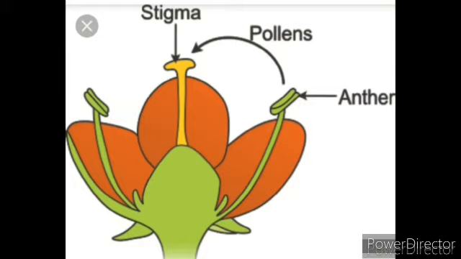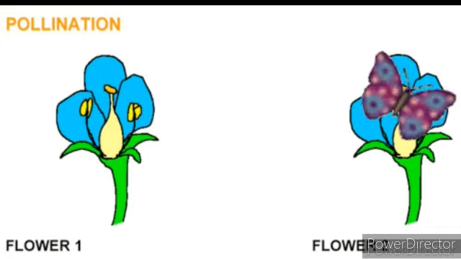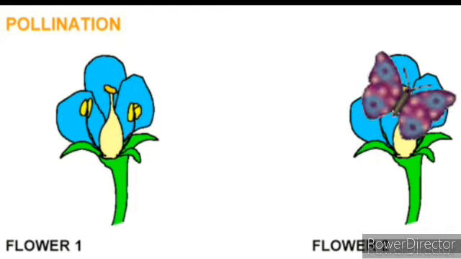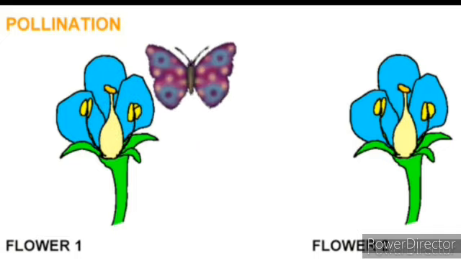Pollination is the transfer of pollen grains from the anthers to the stigma of the flower. There are two types of pollination. Self-pollination is the pollination which occurs within a single flower or between flowers of the same plant. Second type, cross-pollination, occurs in flowers on different plants of the same kind. And we also studied about the agents of pollination like insects, water, and wind.